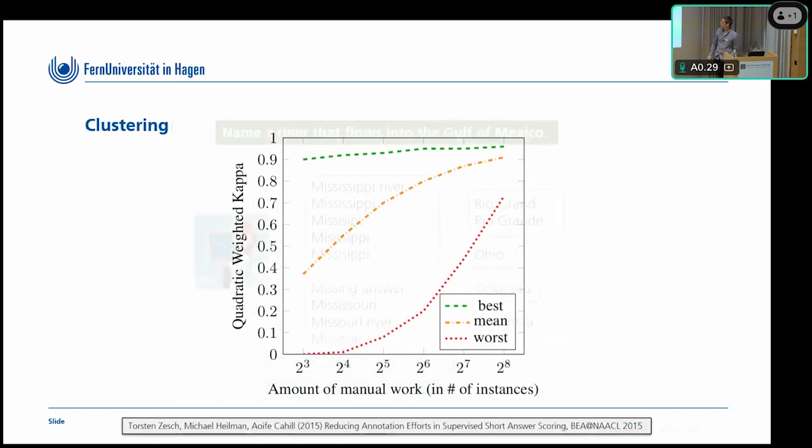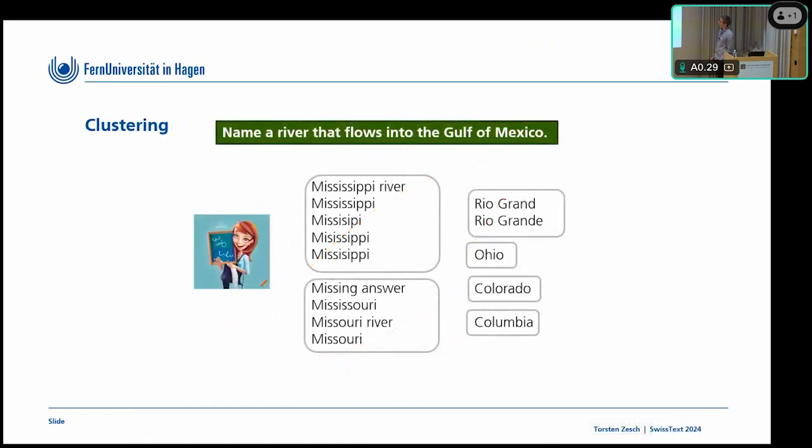The next thing we tried was clustering. The idea was that maybe we can cluster the answers. This is another task now, but similar in spirit to what we have seen before. The idea is that the teachers look at the clusters and say, ah, okay, these are all the right answers and here. And because I have to do fewer grading steps, hopefully it's quicker.